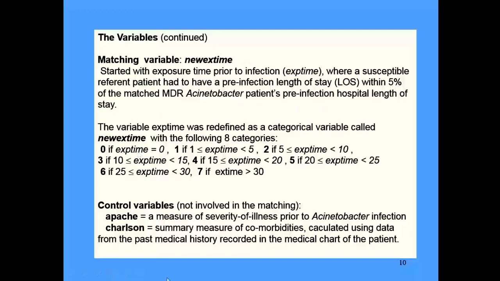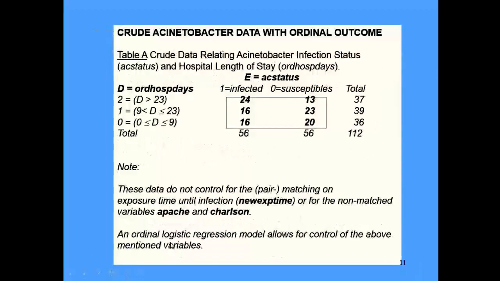And then there were 2 other variables, Apache and Charlson. Apache is a measure of severity of illness prior to the infection, and Charlson was a summary of comorbidities. So there was an exposure variable of interest, the outcome, this ordinal outcome of length of stay, this matching variable, and 2 other variables being controlled for that weren't matched on. And it's a cohort study. And here's some data.